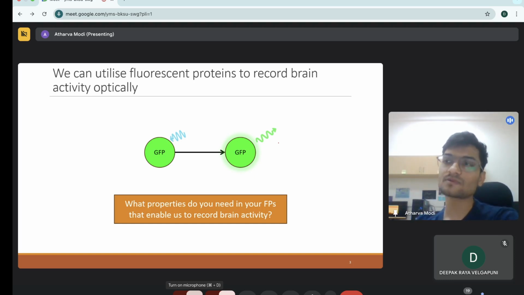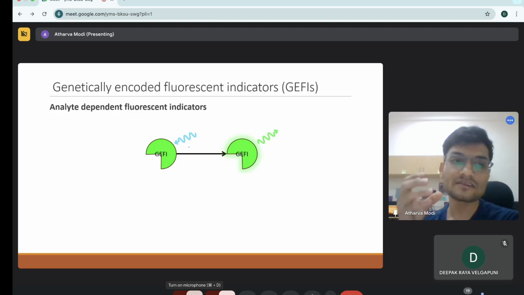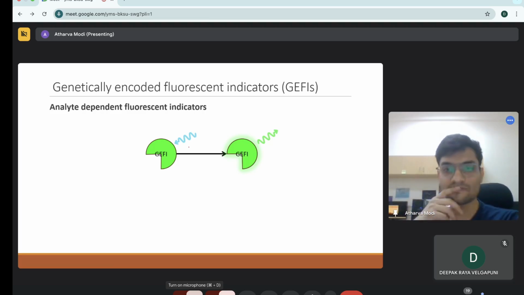The wavelength should change proportional to brain activity. That is one way. The fluorescent wavelength can change, but the most generally occurring approach, what people have made, is genetically encoded fluorescent indicators. These are like, you take GFP and modify it. This is a sequence of peptides, like proteins. So you modify it in a way that it now interacts with the analyte, basically the thing that you want to measure.